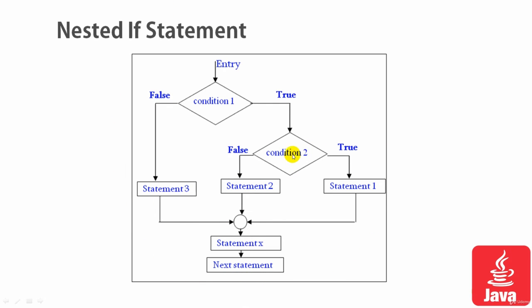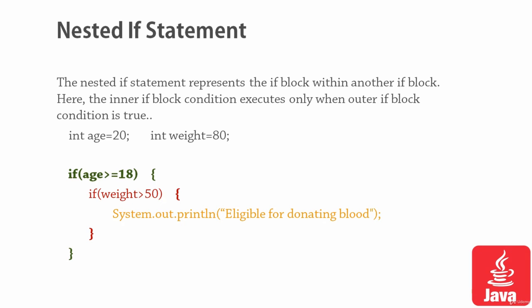If the second condition is false, it will print the second statement. And if the first condition, the basic condition, is false, the third statement will be executed. You may provide any of the statements, or you don't need to provide all the statements. This is a typical scenario where we have a nested if example. If a block is within another block, the inner block condition is executed only when the outer block is true.